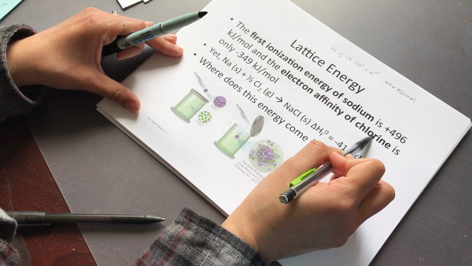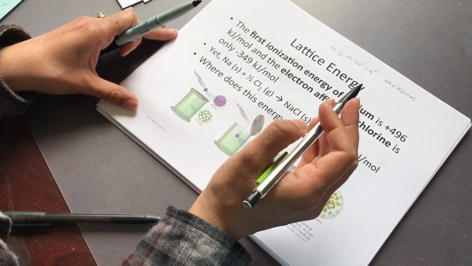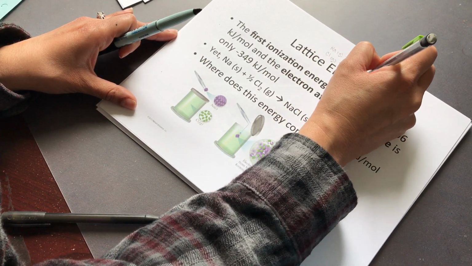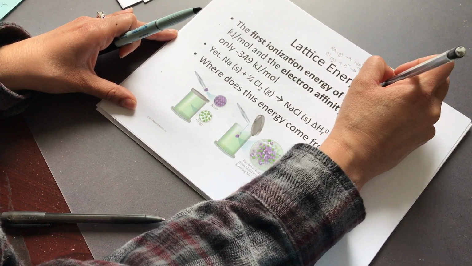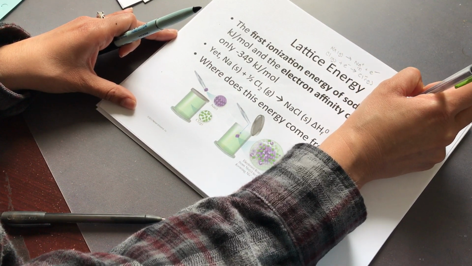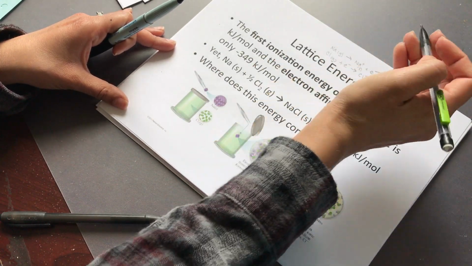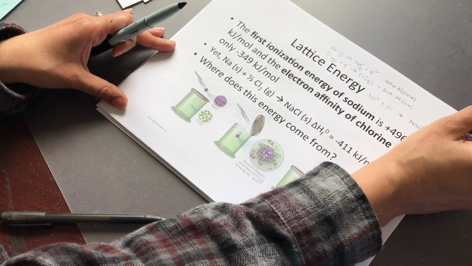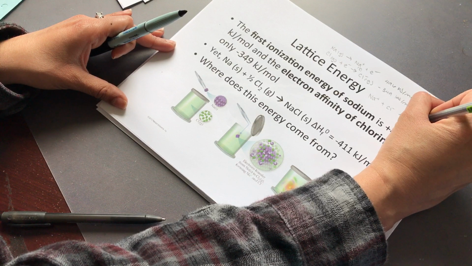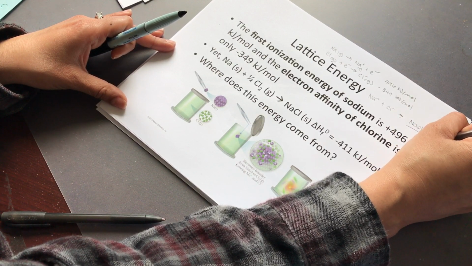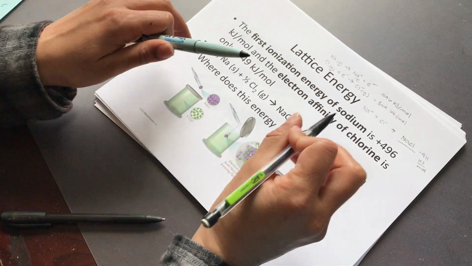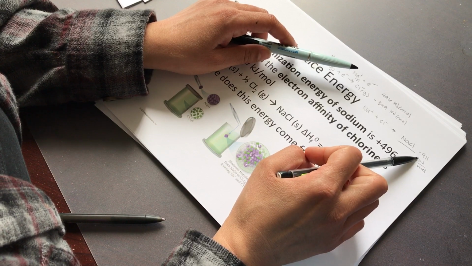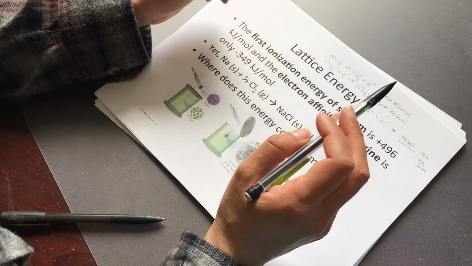The electron affinity for chlorine is negative 349 kilojoules per mole. So chlorine gas gains an electron to become chlorine ion, and that releases 349 kilojoules per mole, and it's a negative number. Well, we know that sodium ion and chlorine ion can come together to form sodium chloride. However, the amount of energy to form this sodium chloride is negative 411 kilojoules per mole. But if you sum up 496 and 349, you do not get negative 411. Why is that? Where does this energy come from?